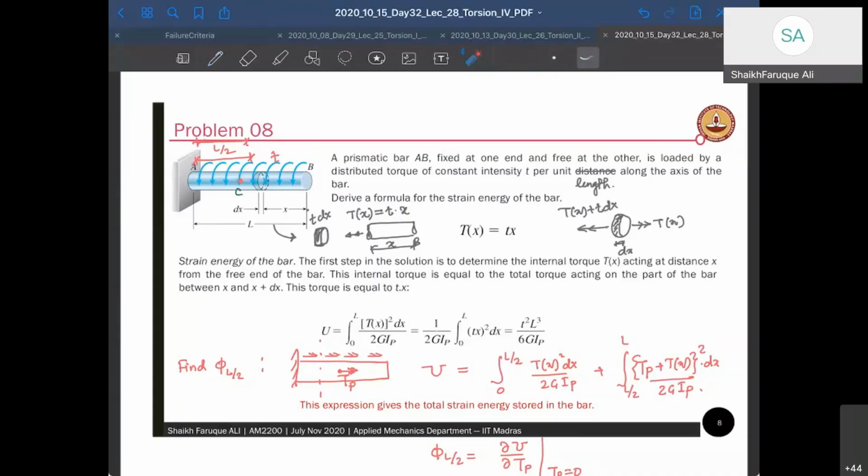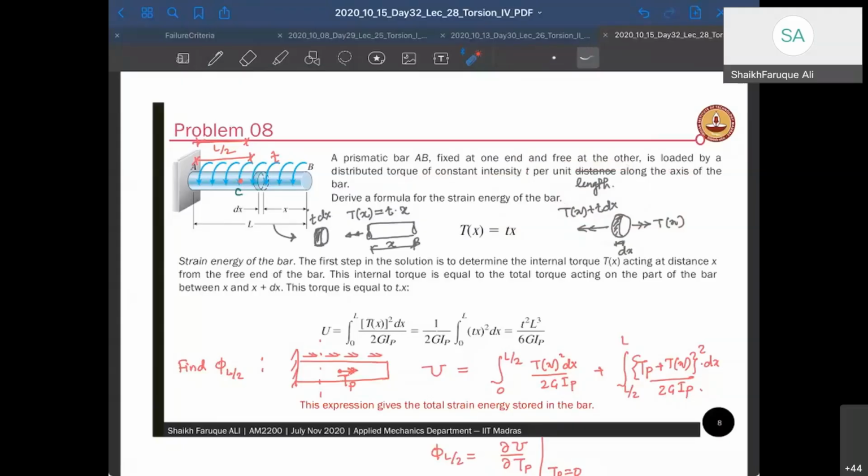First, you have to find the strain energy of the problem. Now, I take a very small section. For the small section dx, one side will be Tx plus dx because the load, or the external torque, is changing. The other side will be Tx. So these will be your internal torques, right? Now, Tx is given as t into x. Constant intensity t per unit length.